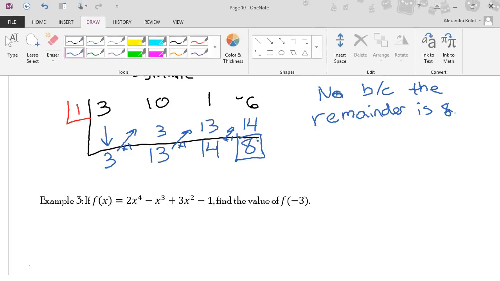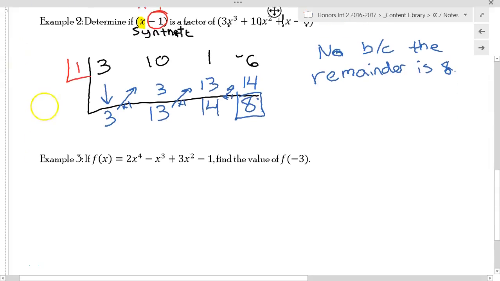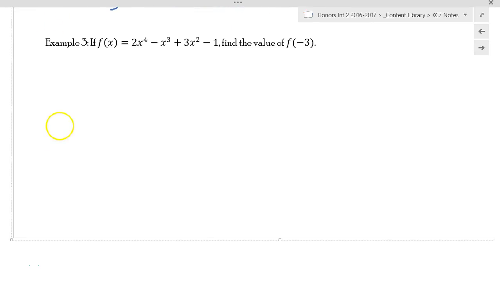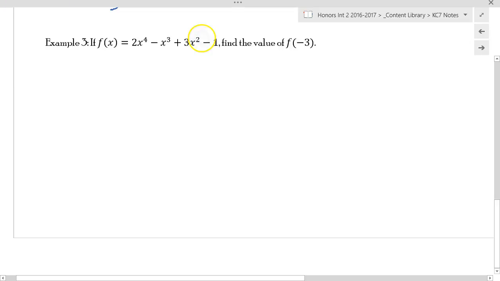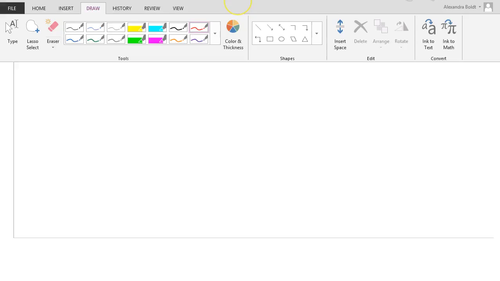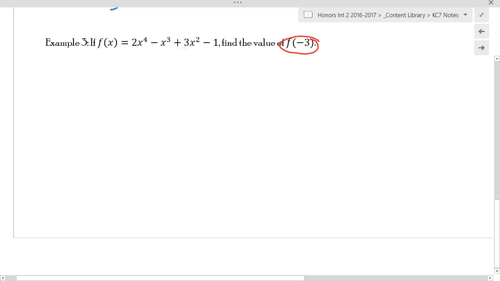Let's look at example 3. If f of x equals 2x to the 4th minus x cubed plus 3x squared minus 1, find the value of f of negative 3. Right? So before we were technically using our factor theorem, and our factor theorem is a form of the remainder theorem, this is the true remainder theorem. If I want to find f of negative 3, all I have to do is synthetic division using negative 3.